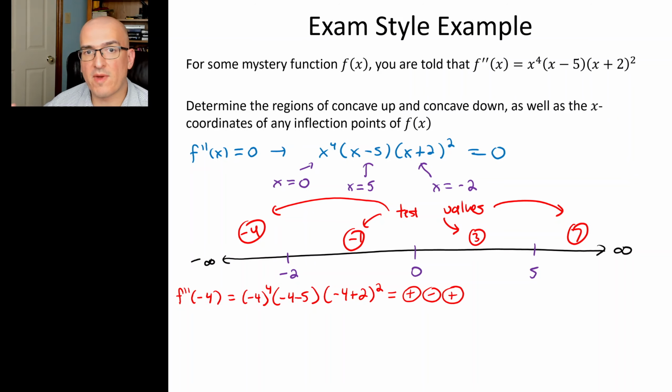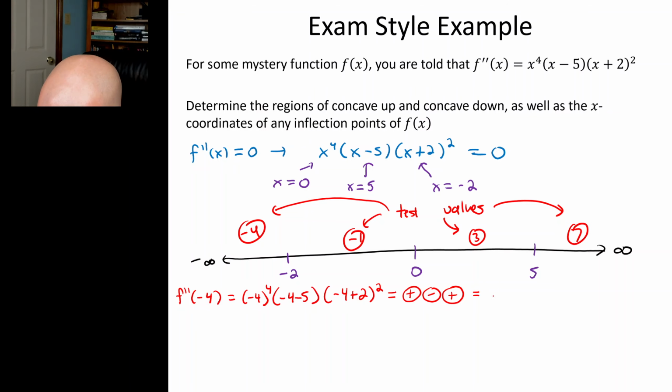So negative 4 to the power of 4 is negative 4 multiplied by itself 4 times. It's an even number of times. A negative multiplied by itself an even number of times is going to give you a positive. Negative 4 minus 5, that's negative 9, that's a negative number. And then the last one, negative 4 plus 2, well, that's negative 2, but it's negative 2 squared. So negative times negative, positive. Overall, we get a negative, and that means it's concave down.